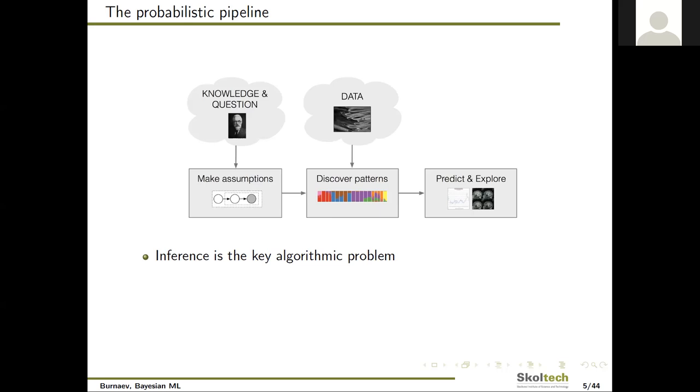Also, the inference can be a key problem not only at this stage, but at the last stage, when we are trying to predict something and we create, for example, the prediction. From a Bayesian point of view, we want to calculate an integral, something like this.